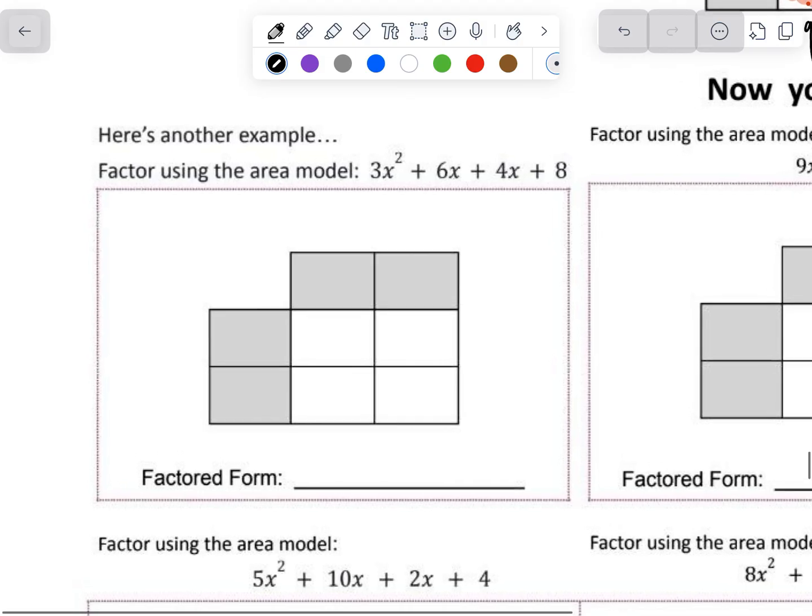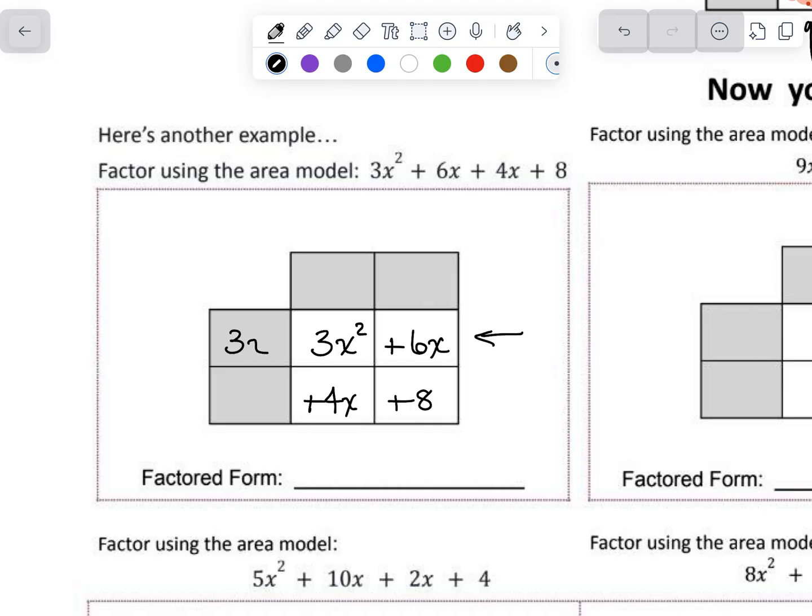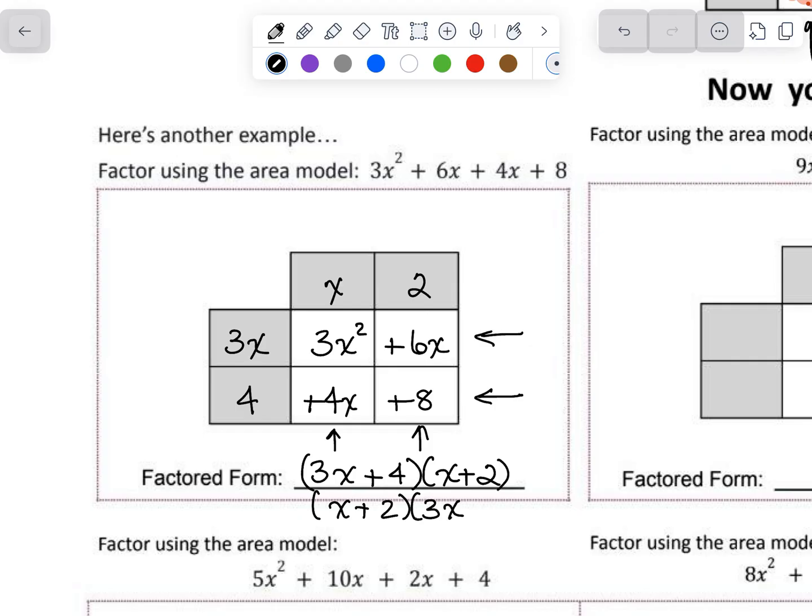So here's another example. We're just going to take each one of these terms and fill in the inside: 3x squared plus 6x plus 4x plus 8. And we look to see what they have in common. Those 2 terms, a 3 will go into both of those, and they both have an x. These 2 terms, a 4 will go into both of those. These 2 here share an x, and these here share a 2. They're all plus signs, plus, plus, plus, so I know that this must be 3x plus 4 times x plus 2. Or you could just as easily write it as x plus 2 times 3x plus 4.